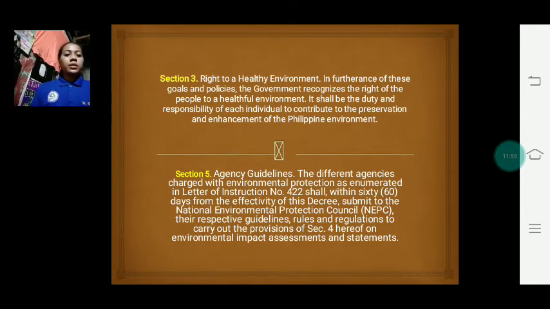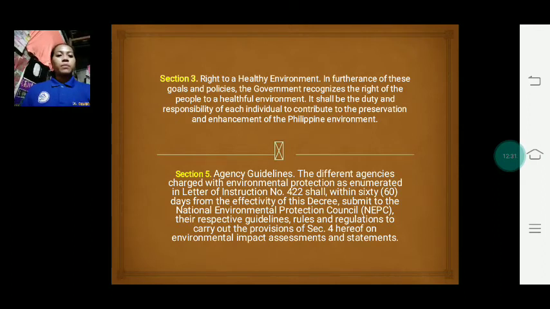And Section 5, agency guidelines. The different agencies charged with environmental protection as enumerated in Letter of Instruction number 422 shall, within 60 days from effectivity of this decree, submit to the National Environmental Protection Council or NEPC their respective guidelines, rules, and regulations to carry out the provisions of Section 4 hereof on environmental impact assessment and statements.